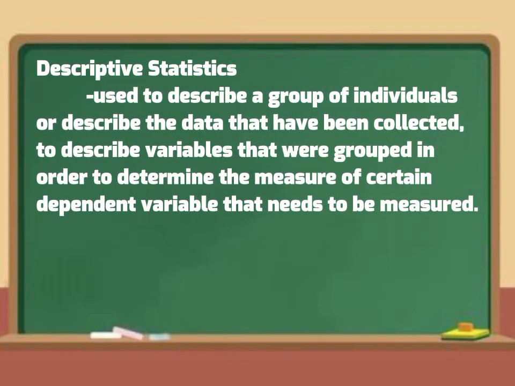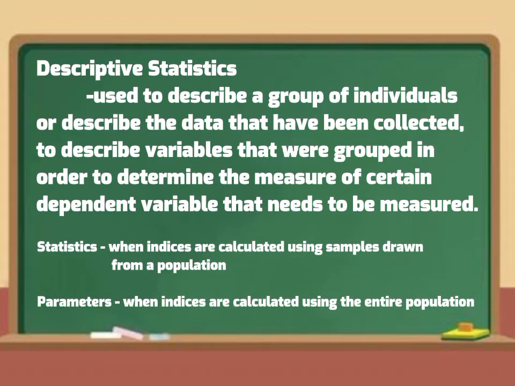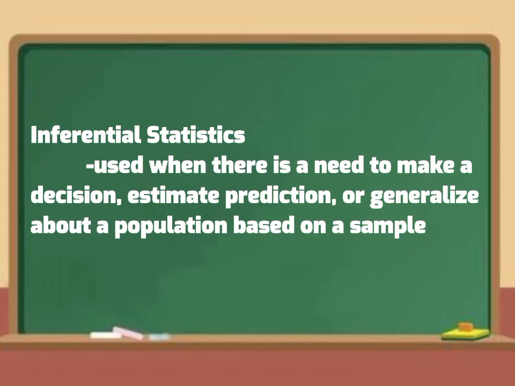Descriptive statistics is used to describe a group of individual or describe the data that had been collected, to describe variables that were grouped in order to determine the measure of certain dependent variables that needs to be measured. Indices calculated using sample drawn from population is called statistics, while indices calculated using the entire population is called parameters. On the other hand, inferential statistics is used when there is a need to make a decision, estimate prediction, or generalize about the population based on sample.